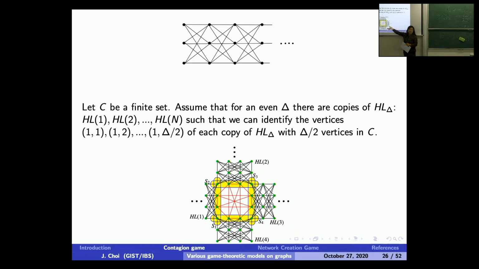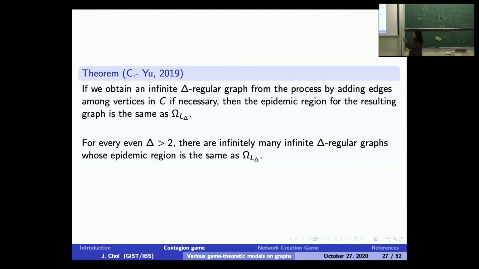So you can make infinitely many of these constructions. And all of these graphs have the same epidemic region as just the thick line. So it has a pretty large epidemic region. So it's just an advantageous structure. And then you can still make some comparison with very dense graphs, and then sparse graphs like trees, and then we think that, well, other graphs will be somewhere in between. Okay, so that's the statement, what I just said.